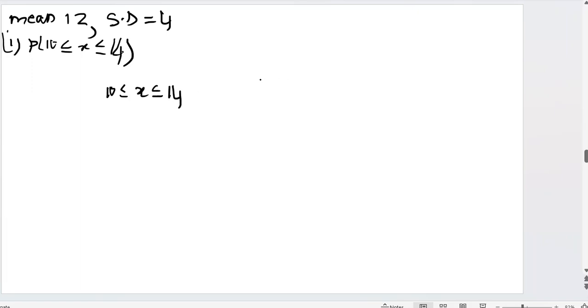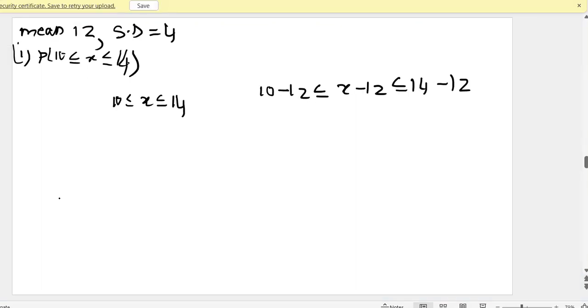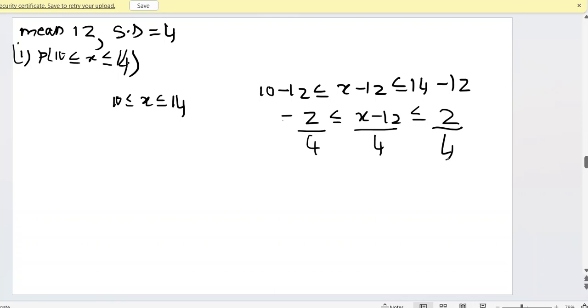We subtract the mean, so we do 10 minus 12. When we subtract the mean, we have to subtract it from all three parts. Mean is 12. 10 minus 12 is minus 2, x minus 12, and 14 minus 12 is 2. We divide by the standard deviation, that is, we divide all the values by 4. Now minus 2 upon 4 is minus 0.5.